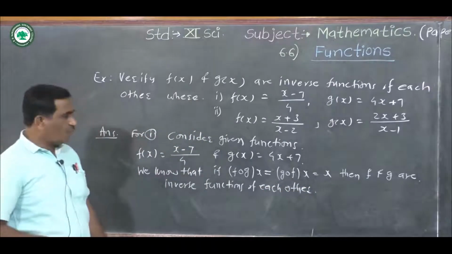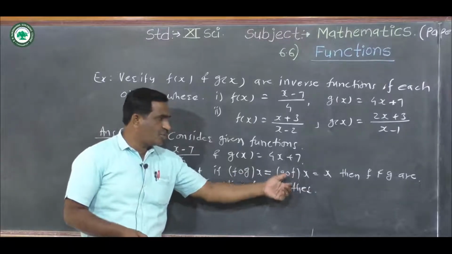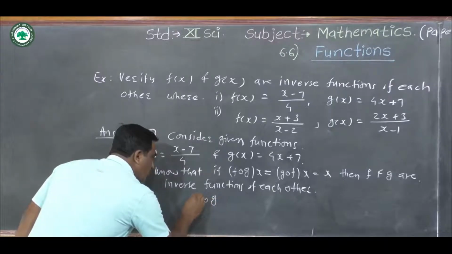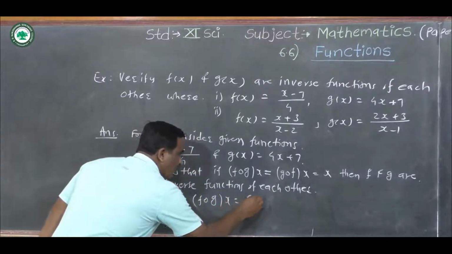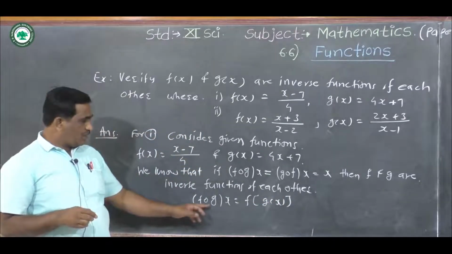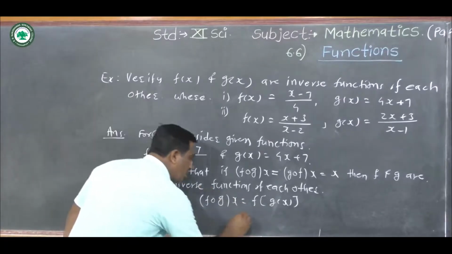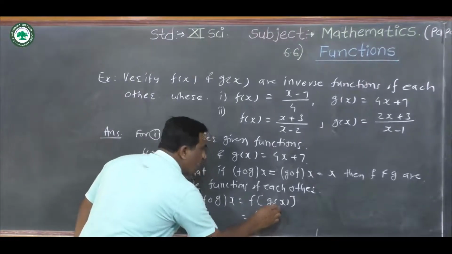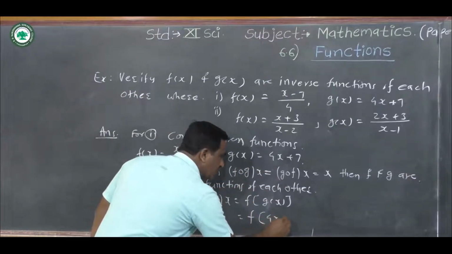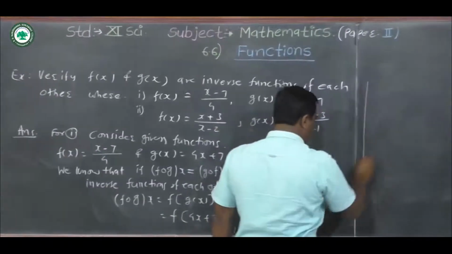Therefore, we have to find the values of g composite with f on x and f composite with g on x. Now first, g composite with f on x is equal to f of g of x. By definition of composition, we can write g composite with f on x equal to f of g of x. Now we put the value of g of x here. The value of g of x is 4x plus 7. Now this becomes function f of 4x plus 7.